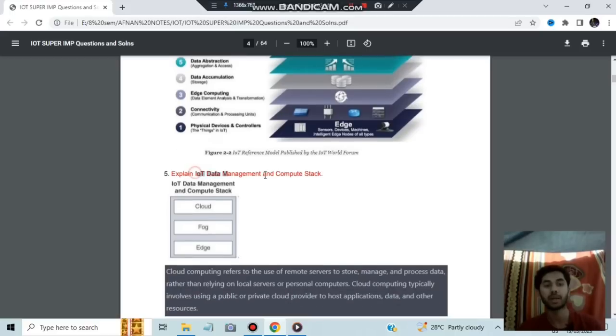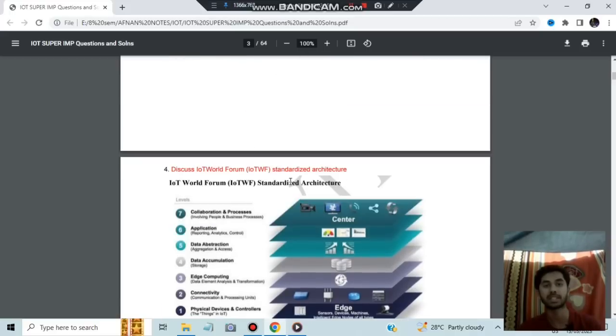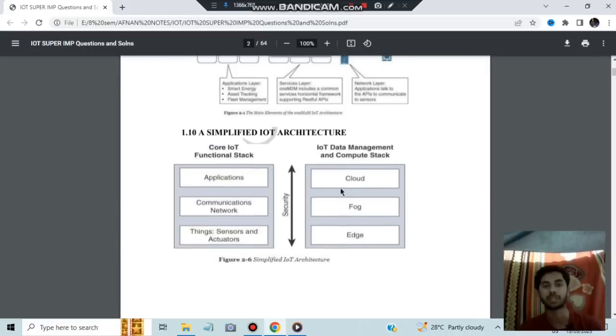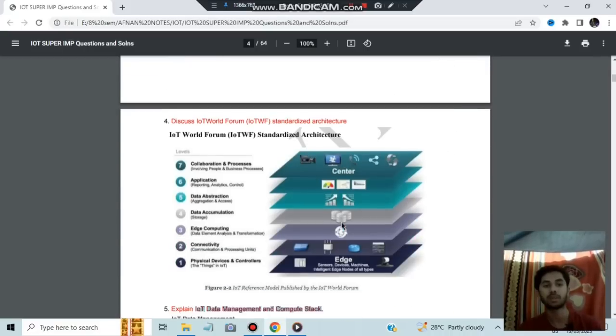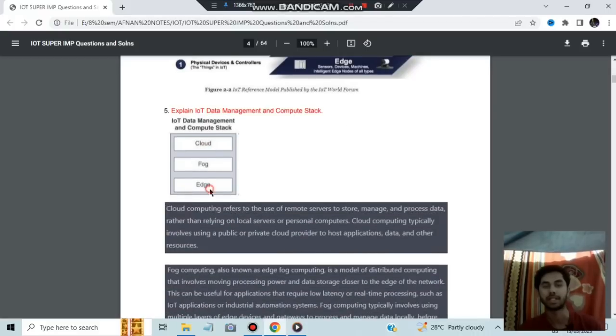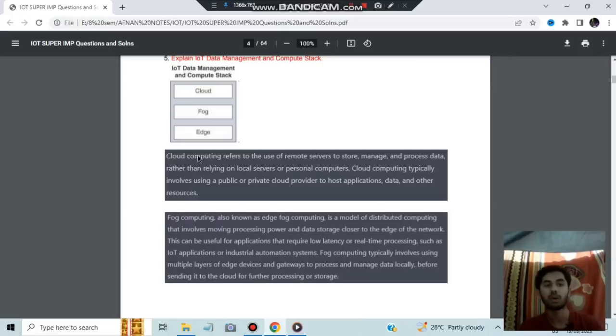Moving on to the IoT data management and computation stack. This is nothing but the same thing which is present here, and this is what we are discussing. In that, what you have is the cloud, fog, and edge. So what is cloud? Cloud computing refers to the use of remote servers to store, manage, and process data rather than relying on local servers. We'll be using remote servers to handle the data. Cloud computing typically uses a public or private cloud provider.